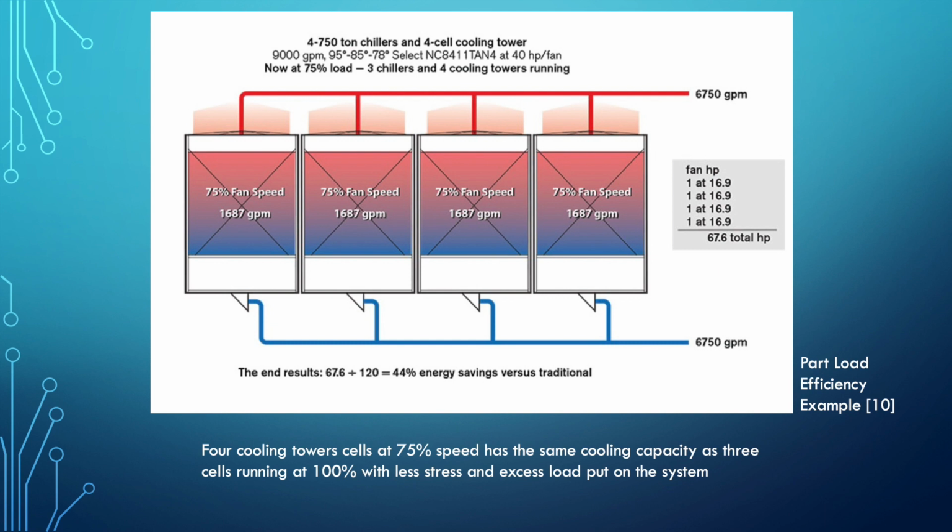So I have an example of a system here. Don't look too much at the numbers. The main point I want to get across is you have 4 cooling tower cells at 75% speed, and this is compared to if you had 3 at 100% speed. And the 4 at 75% speed is better because it's more efficient. It puts less total stress on the system, and it's more cost effective. So this system, this variable flow, is starting to be used more nowadays.